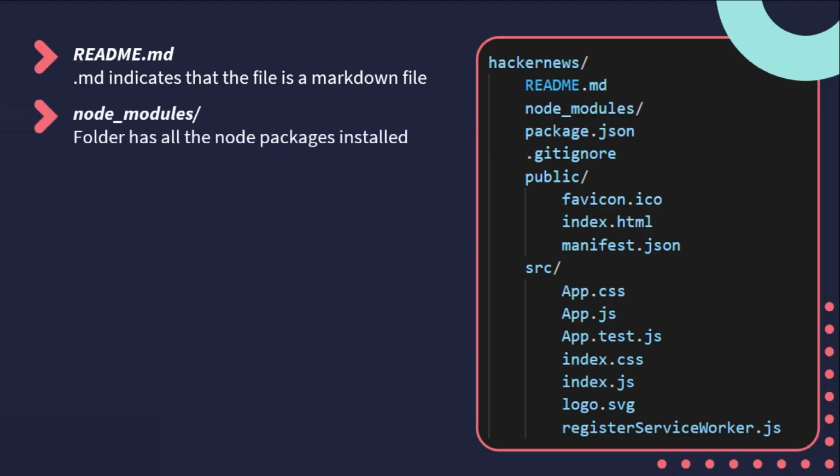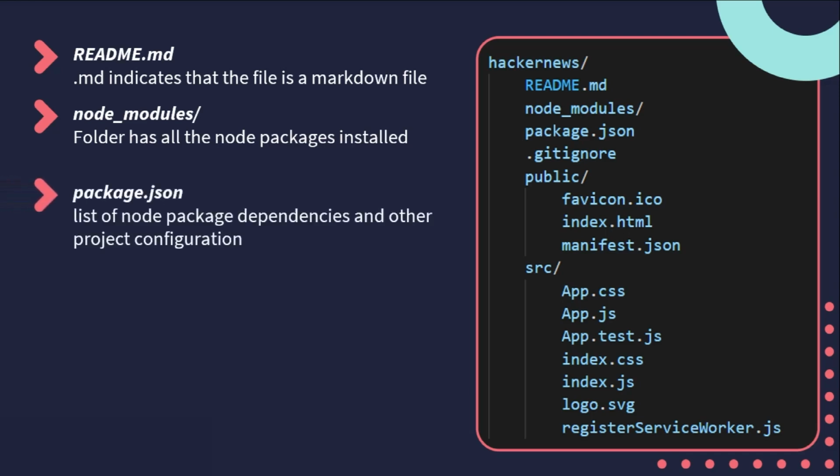Node modules. The folder has all the node packages that were and are installed via npm. Since we've used Create React App, there should already be a couple of node modules installed for us. Usually we will never touch this folder, but only install and uninstall node packages with npm from the command line. Package.json. This file shows us a list of node package dependencies and other project configuration.